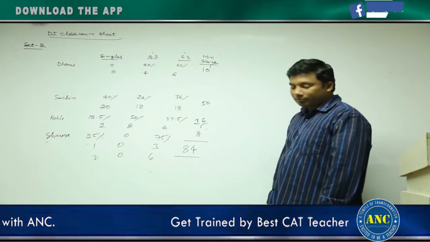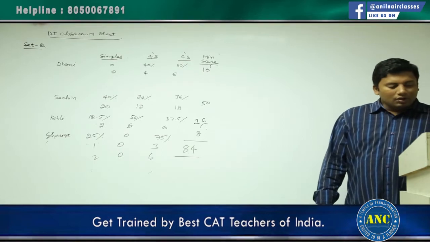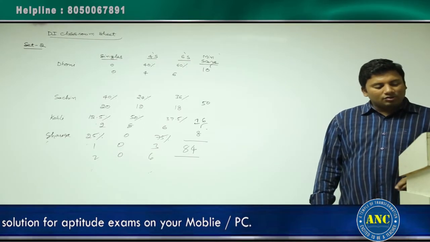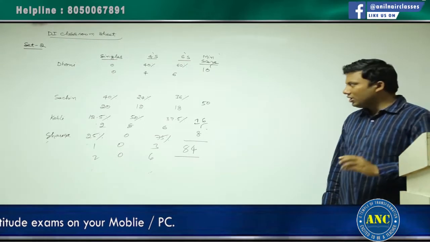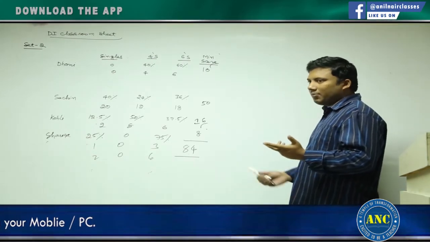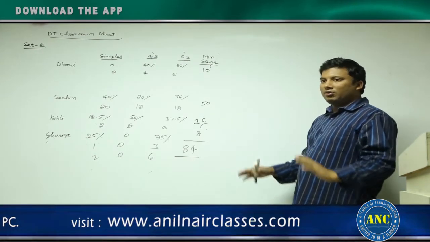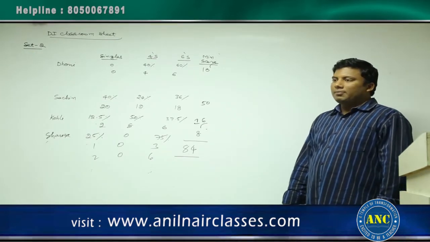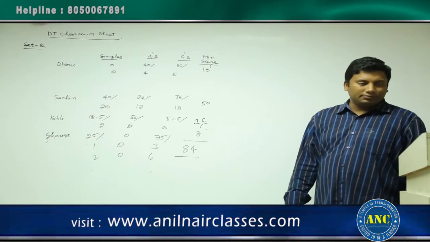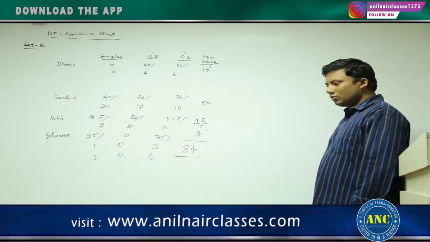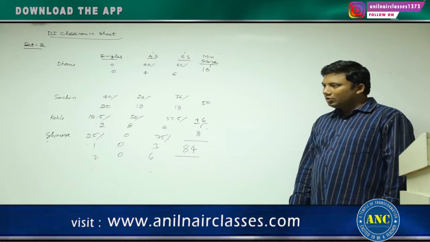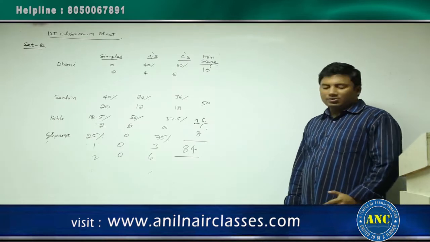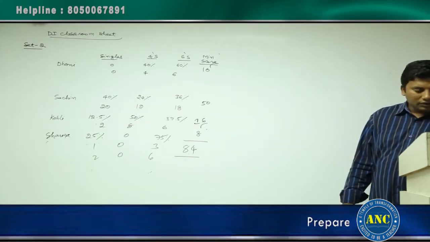Right. What is the next question? What could be the minimum and the maximum runs scored by Sachin in the match? Minimum runs is 50. Maximum runs cannot be determined uniquely.